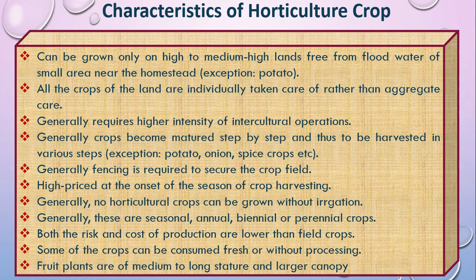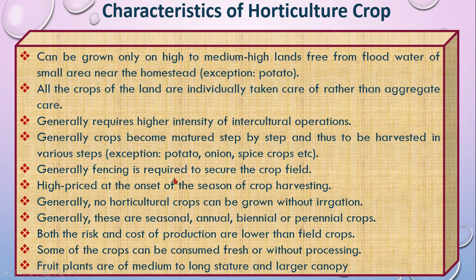Requires high intensity of intercultural operation. Like you need to take care of interculture, like weeding, pesticide, then medicine, etc. Then harvest, you can harvest it after maturity, step by step. Like flower, you cannot harvest flowers together, you have to take them step by step. Like when one flower is matured, you can take that one, then the other one, like this. Even in fruits as well, when the fruit is matured or ripened, at that time you collect that one, otherwise you have to leave that one for harvest. So these are the characteristics of horticulture crop.